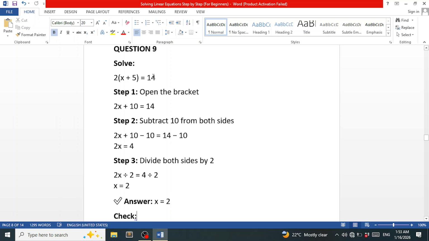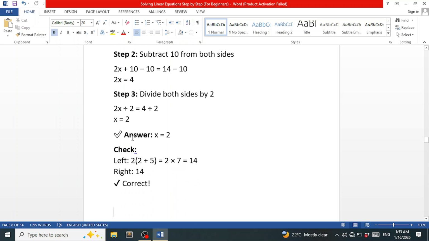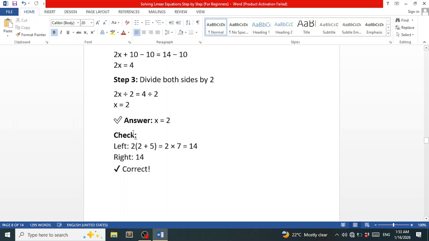This is what I'm talking about. When you check here, left, 2 into the value of x, which is gonna be 2, plus 5, so 2 plus 5. We are dealing with numbers in the brackets first, that is 7. Then you multiply by the number outside the brackets. Then we're gonna have 2 times 7, it's gonna be 14. Right side also 14. Hence our solution is correct.